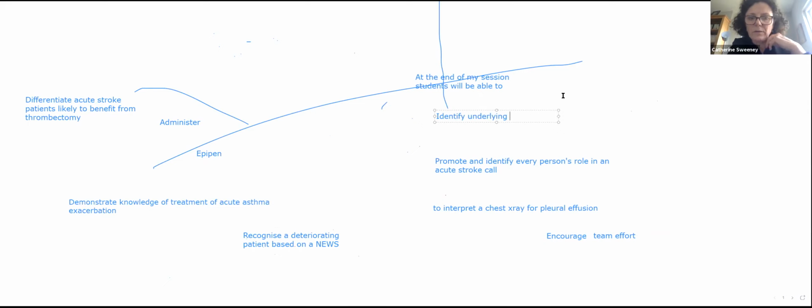So what you need to do now, I see a number of things up there. If you had something up there, what you might think about now is maybe underneath what you've written, just give a brief impression of what they're going to do to demonstrate or to learn that, or how that learning is going to be brought about.